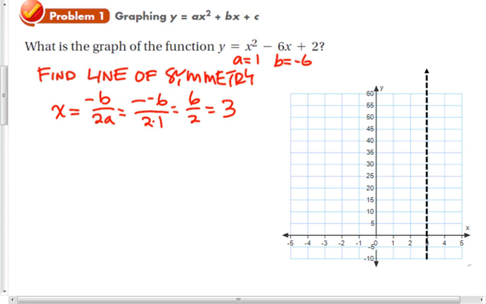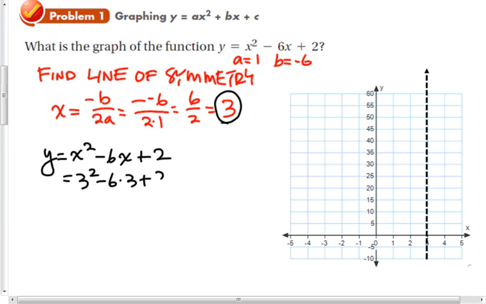Okay, now I'm going to find the vertex by using this point. I know the x-coordinate of the vertex is 3 because it's on the line of symmetry. So I'm just going to substitute that into the equation. So instead of x squared minus 6x plus 2, I'm going to do 3 squared minus 6 times 3 plus 2. And that's equal to -7. So my vertex is 3, -7. So I can plot that point now.